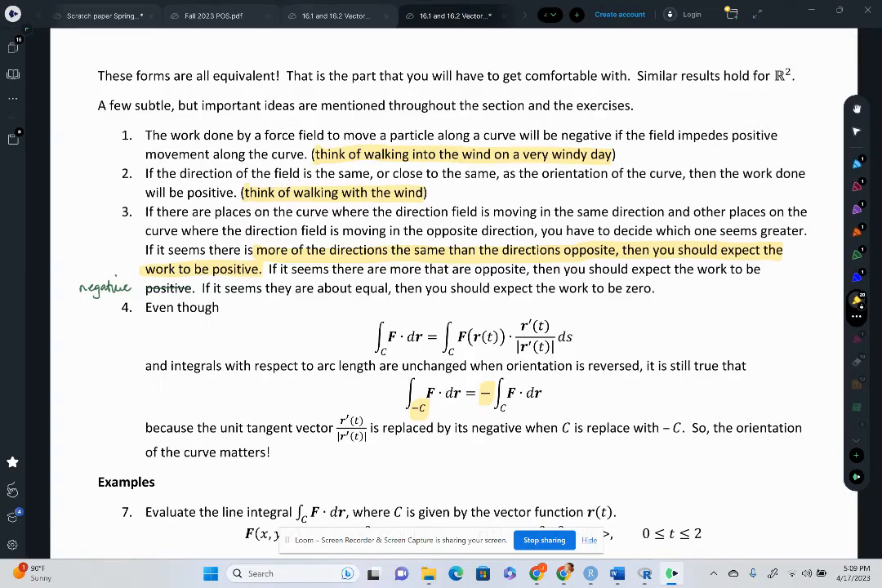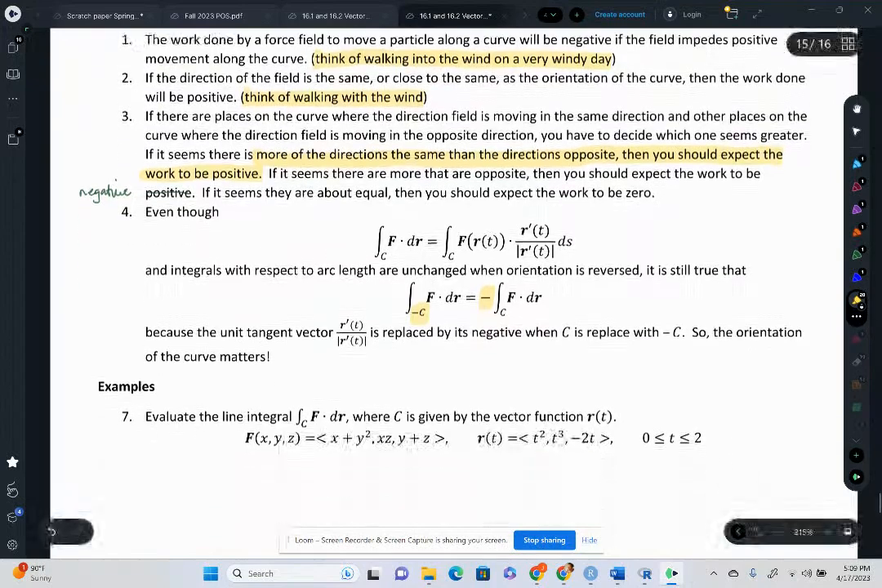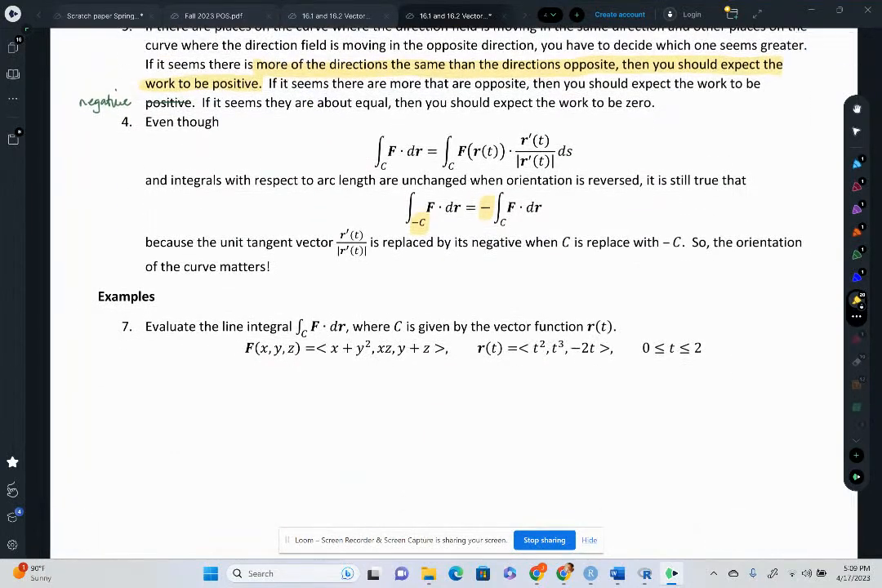The reason is that the unit tangent vector, r prime over the magnitude of r prime, is replaced by its negative when c is replaced with negative c. So the orientation of the curve still matters here. All right, now let's look at an example.